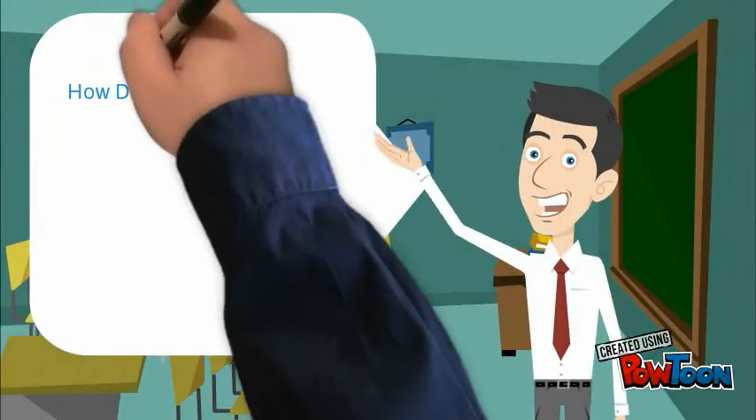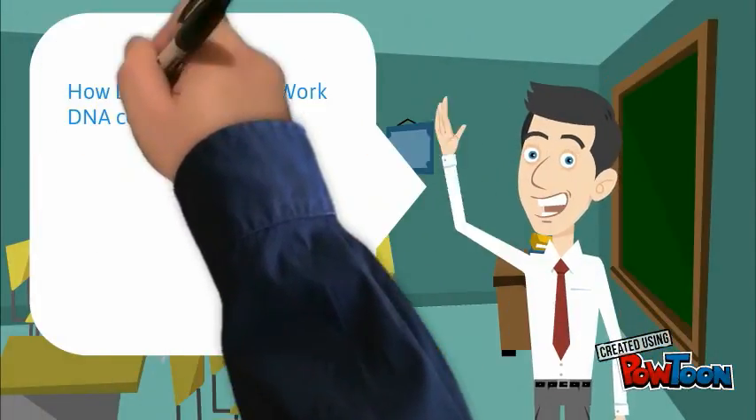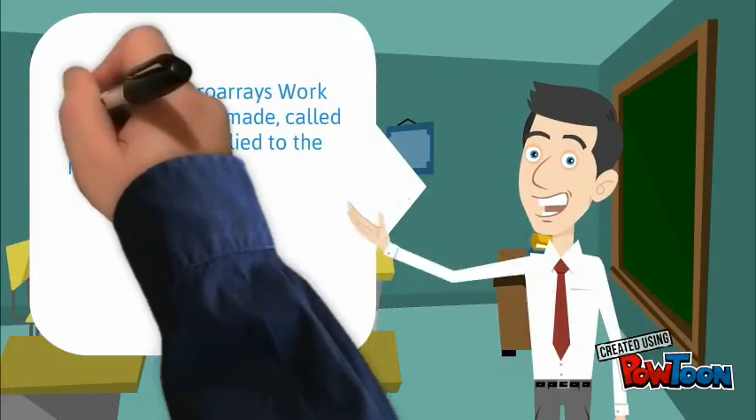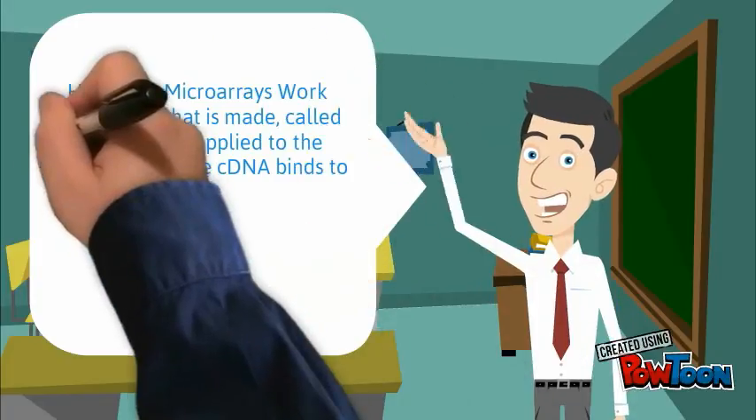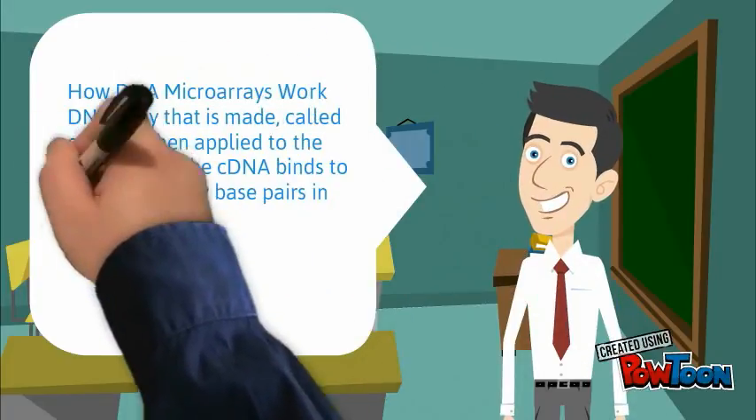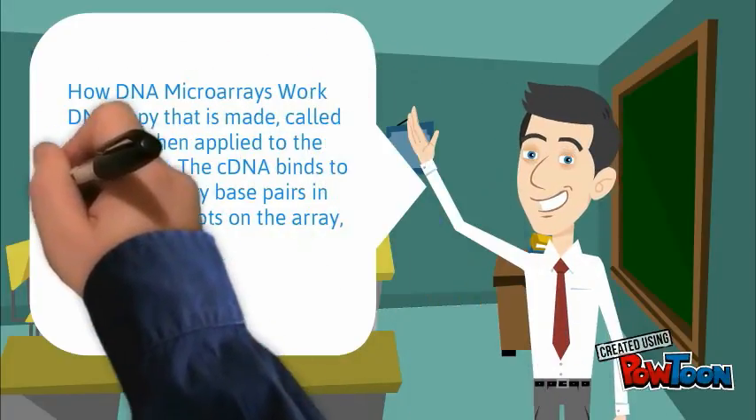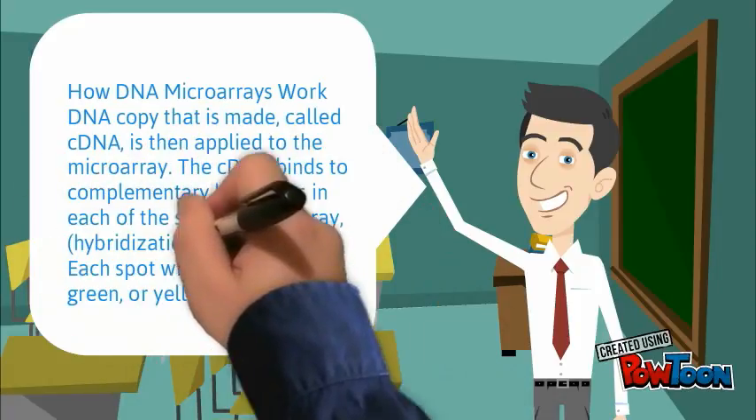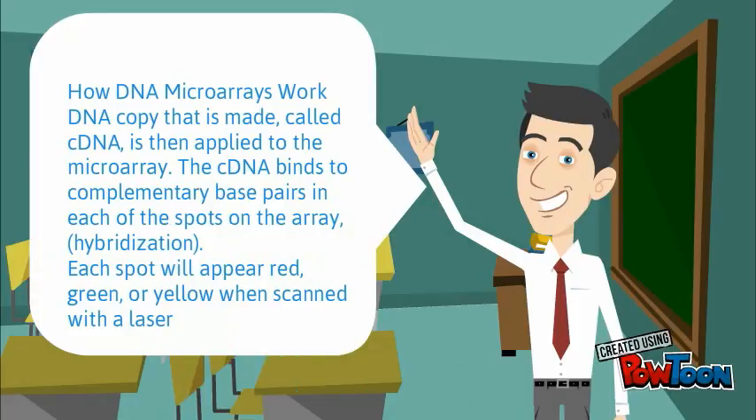How do DNA microarrays work? The DNA copy that is made, called cDNA, is then applied to the microarray. The cDNA binds to complementary base pairs in each of the spots on the array, called hybridization. Each spot will appear red, green, or yellow when scanned with a laser.